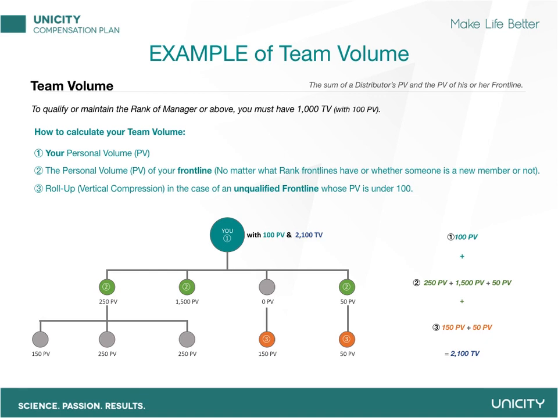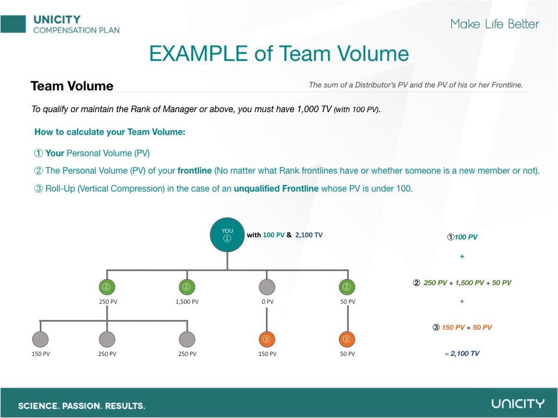So, your team volume is your personal volume plus the personal volume of your frontline, regardless of their rank, or goes through them if they aren't at 100 PV and therefore personally qualified. Using this example here. You've got your 100 PV in that aqua color. Green number twos, you've got left to right 250 PV, 1500 PV, 50 PV. That's all part of your level 2.